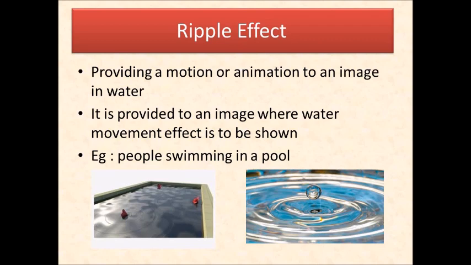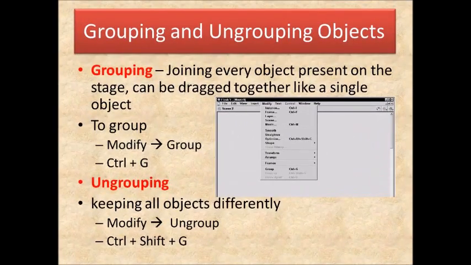Children, now we will see how to group and ungroup an object. Joining every object present on the stage so that it can be dragged together like a single object is called grouping. In order to group, you have to go to Modify menu and choose Group. The keyboard shortcut is Ctrl+G.